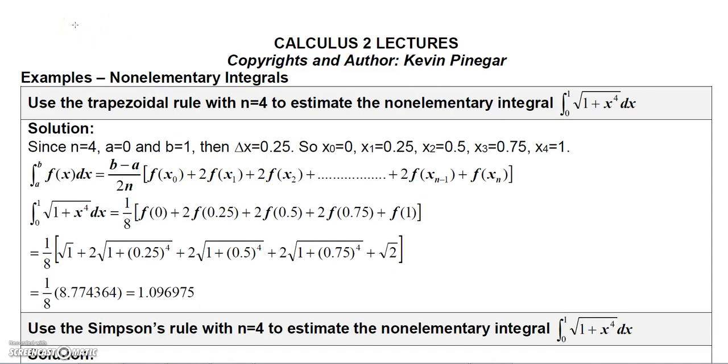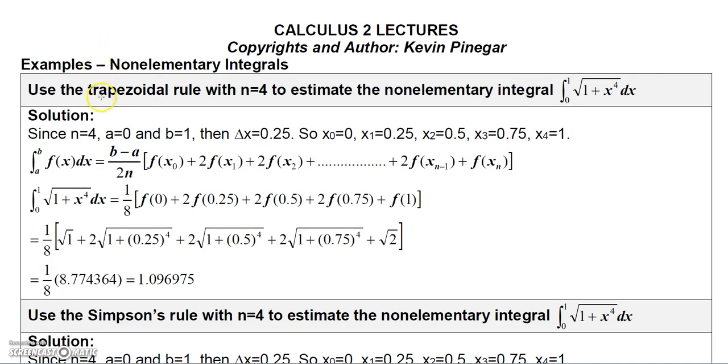Okay, before I move on to these examples, let me tell you there is some reading material that you could look up about the error term, which will let you know how close you can get to the exact answer, but I'm not going to cover the error term in these lectures. So I'm just going to go ahead and cover the two rules.